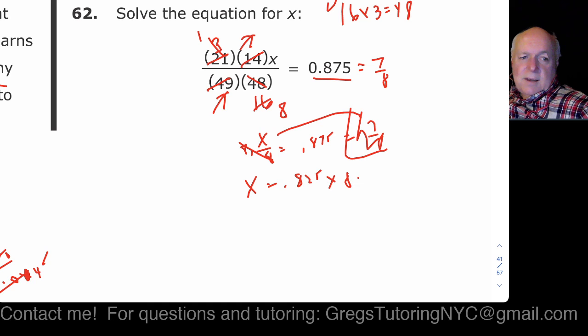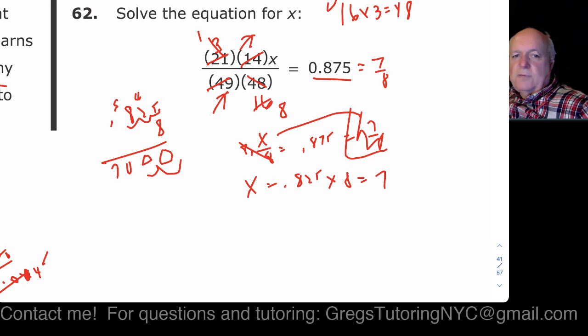Right? So we can do 0.875 times 8. 8 times 5 is 40. That's 7 times 8 is 56 plus 4 is 60. 0. Carry my 6. 8 times 8 is 64, plus 6 is 70, right? And we have 1, 2, 3 decimal places here, 1, 2, 3 decimal places here, right? But if you know certain things like that, you're done with it, okay?